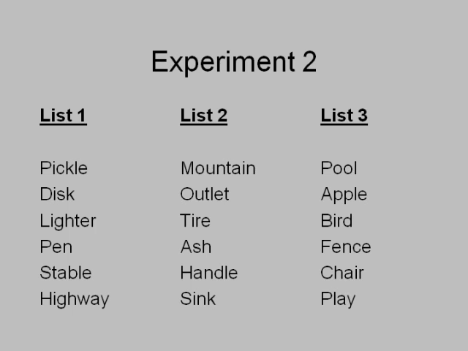All right, guys. Now time is up. I'm going to show you the list. That's okay, Kelly. I'm going to open up the chat again so you can give me a total, and here is the list. All right. Pickle, disc, lighter, all the way through pool, apple, bird, fence, chair, and play. And I actually accidentally said play up here. So the last 3 words were actually bird, fence, and chair because I goofed up.